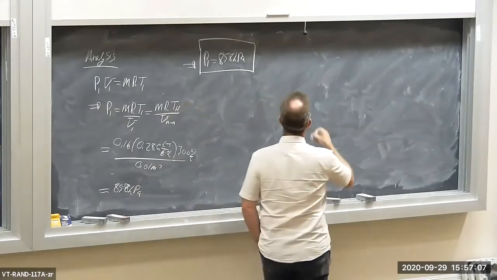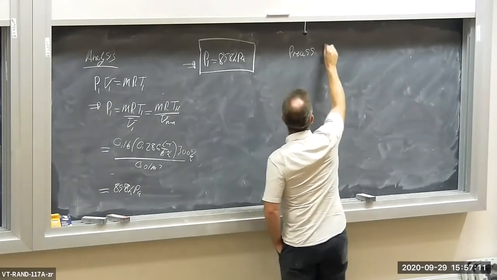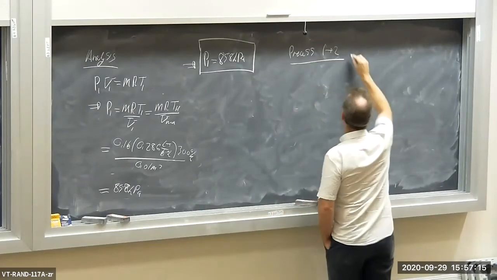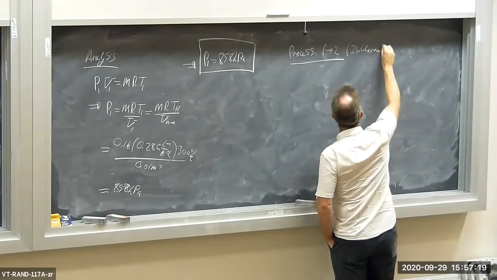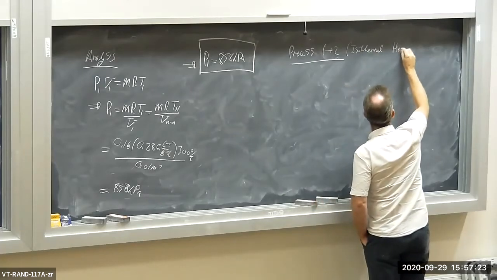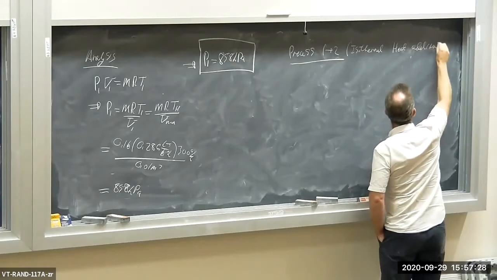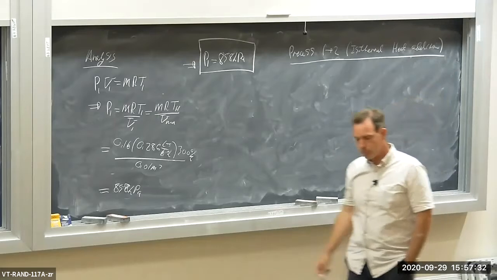Okay, here. Process 1 to 2. This is isothermal. Isothermal heat addition from the high temperature reservoir.